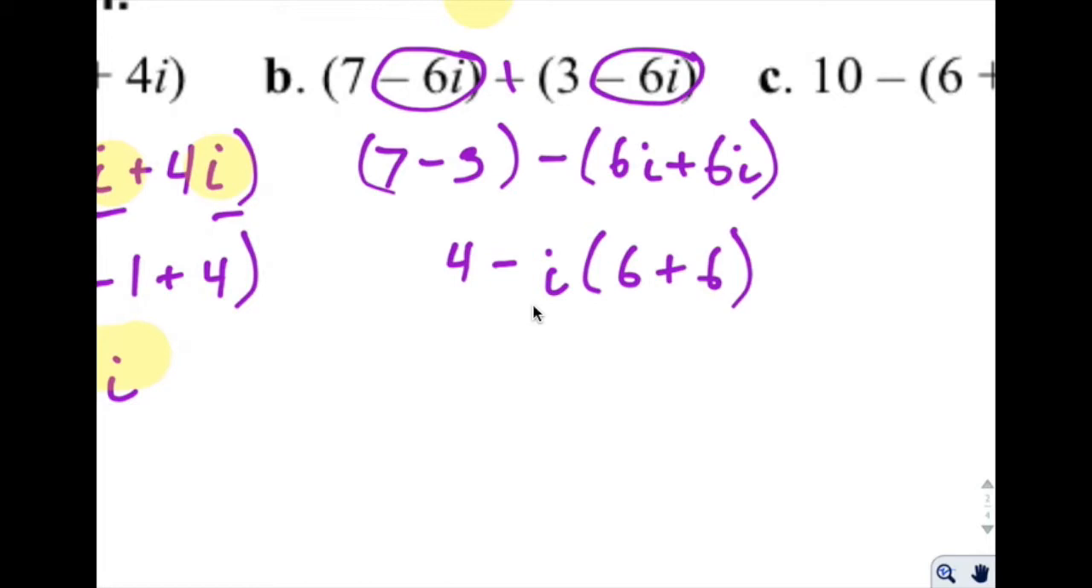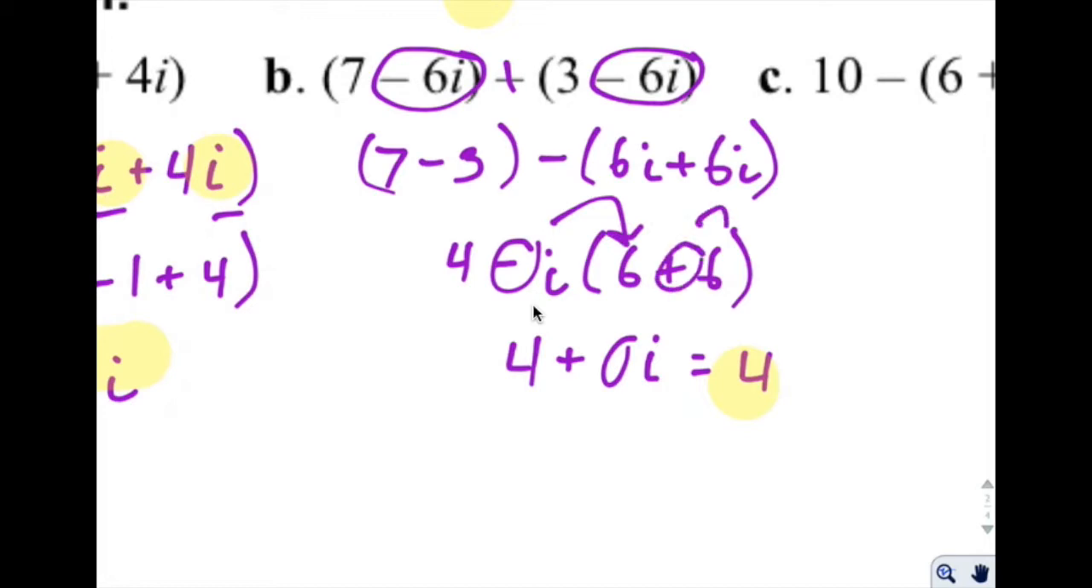and I have 4 plus 0i, which is the same as just 4. Now, this is a 0 because this negative goes with this first 6, and the second 6 is positive, so a positive 6 and a negative 6 is equal to 0.